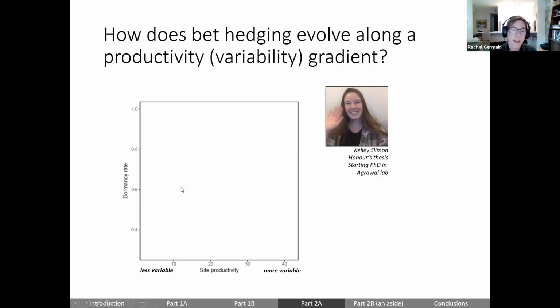And of course, we know that with bet hedging theory, we would expect that something like dormancy, which is supposed to be a mechanism for coping with temporal variability, would have this positive relationship, where it actually evolves to be stronger in those variable environments and less strong in those less variable environments.